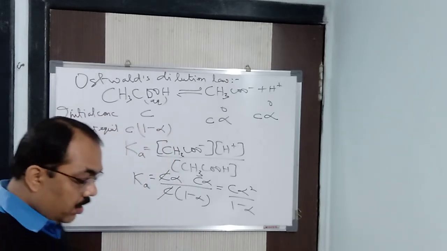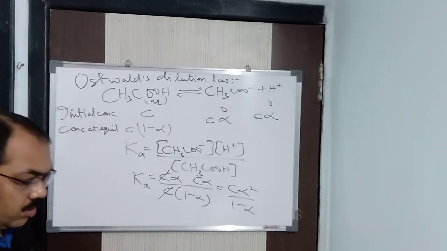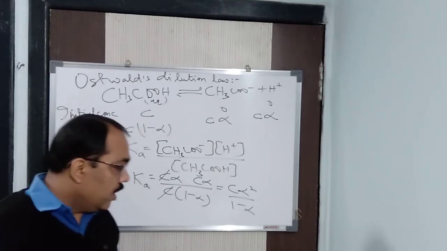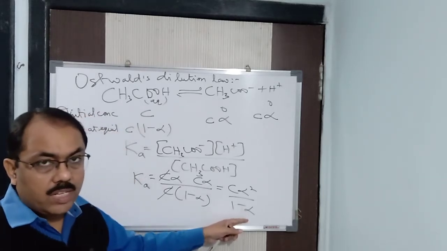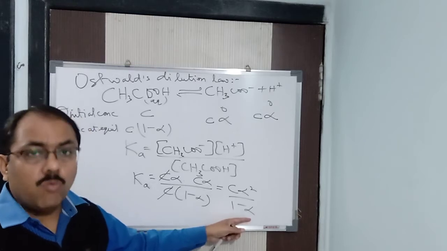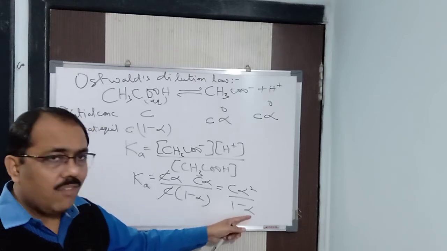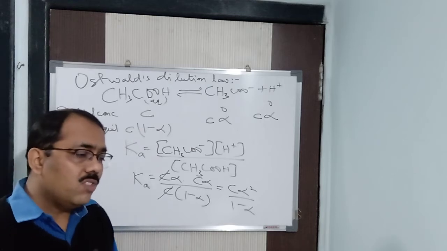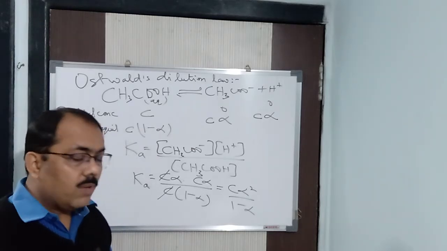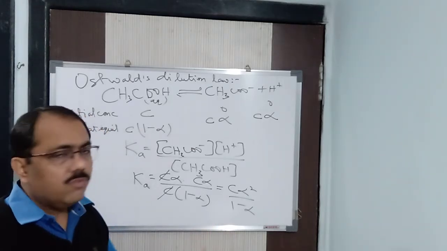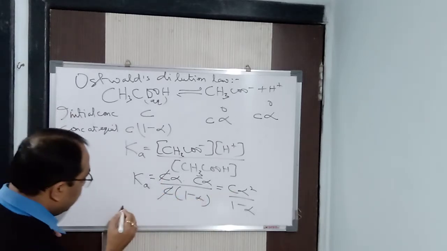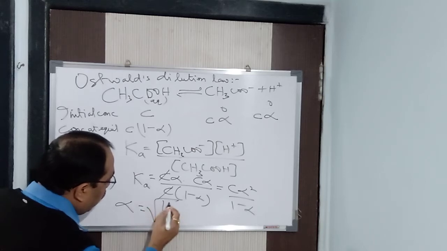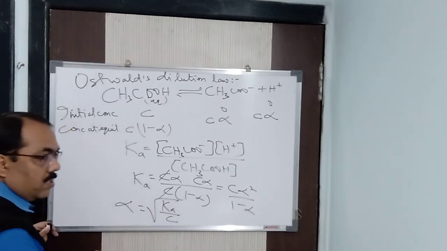It depends on the substance; it will differ from substance to substance. Now, generally alpha is very small, so 1 minus alpha is equal to 1. We can take it so because alpha is negligible. Generally the value of alpha is 0.0000 something, so 1 minus 0.00 something will be 1 only. So Ka is equal to C alpha square. In that case, alpha is equal to root over Ka by C.